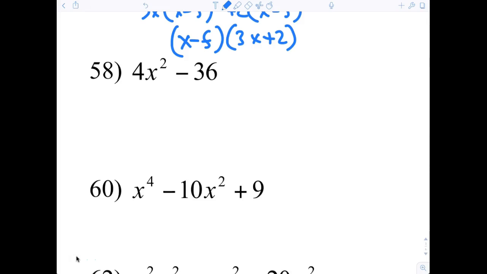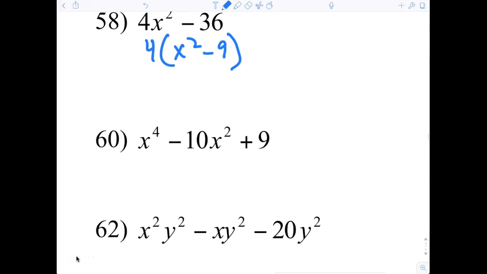All right, now for 58, what's common? 4. So then it becomes 4 times x squared minus 9. Now can I factor x squared minus 9? Yes. Into what? X minus 3 and x plus 3. Perfect.